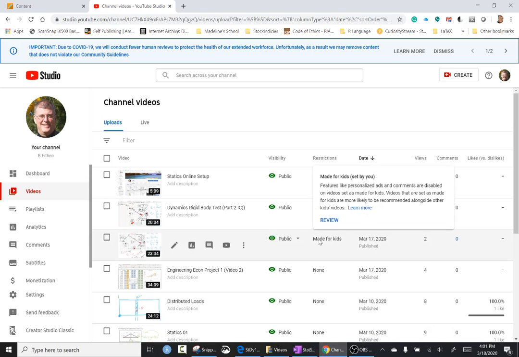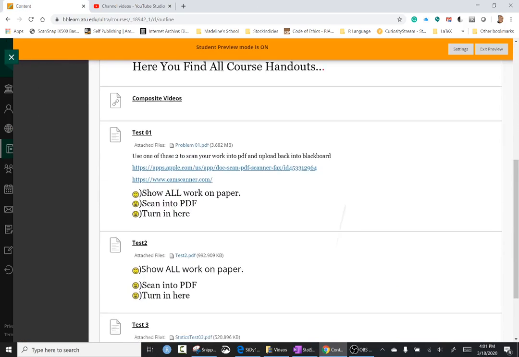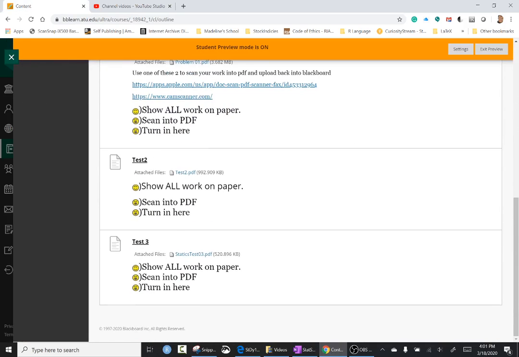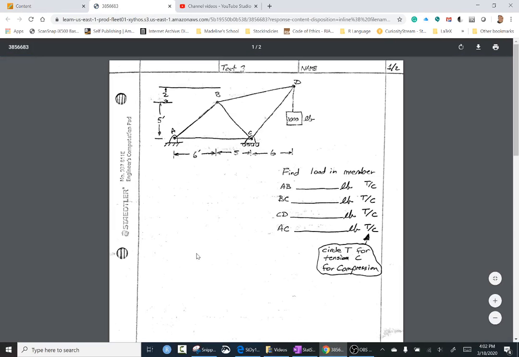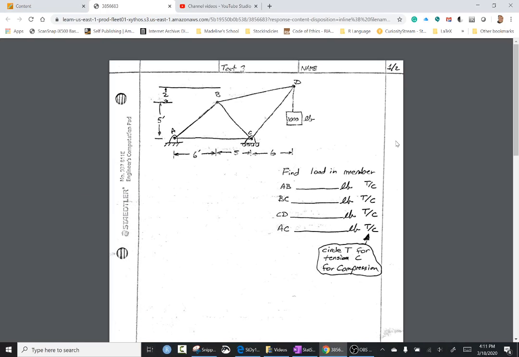So let's take a look at this test 3. So let's take a look at this. First problem is fairly simple.